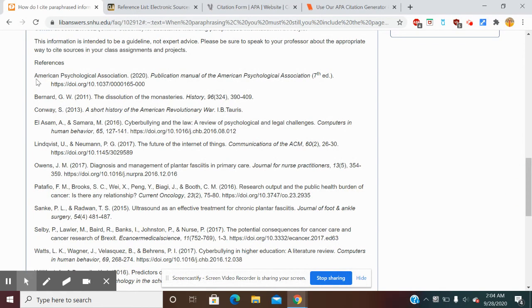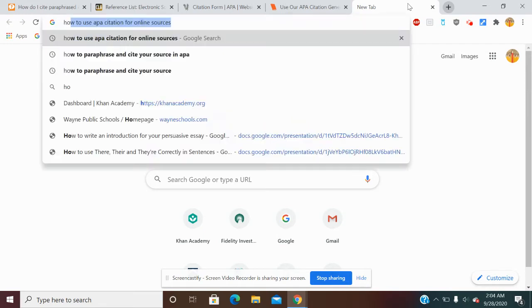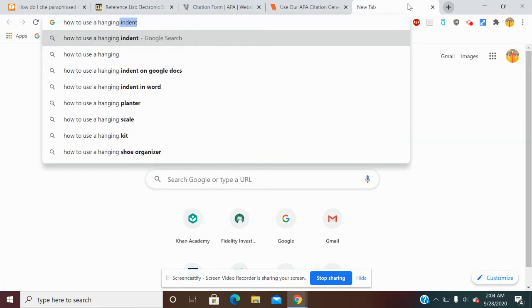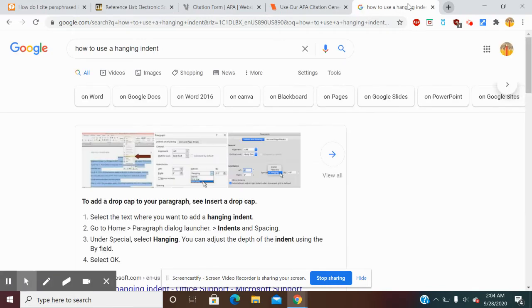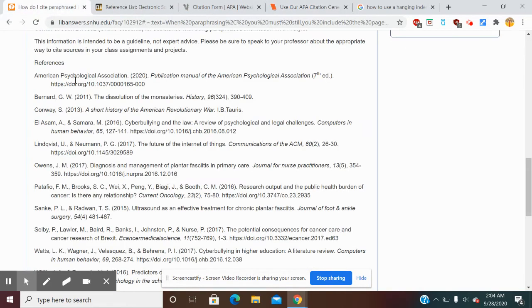Here are some examples to use when you're citing your sources in APA style. Notice that the first line does not get indented. You start indenting from the second line. This is called a hanging indent. I will show you now how to get a hanging indent. You just come here in the search bar and type how to use a hanging indent. I don't know what type of computer you have, so you would just look it up for the type of device that you have, for Windows, for Chromebook, for Macs. They will tell you. This is called a hanging indent because the first line is not indented, but the second line is. So that's something to keep in mind.